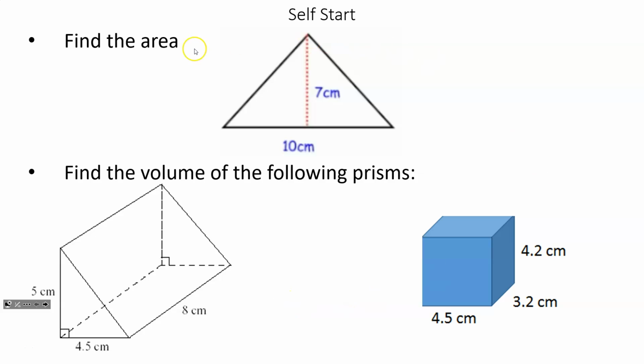Here we go. First off, with the self-start, we have to find the area of a triangle. This is something we have not specifically covered, but kind of in a way. So area of a triangle, we still have to do our base times height divided by 2.